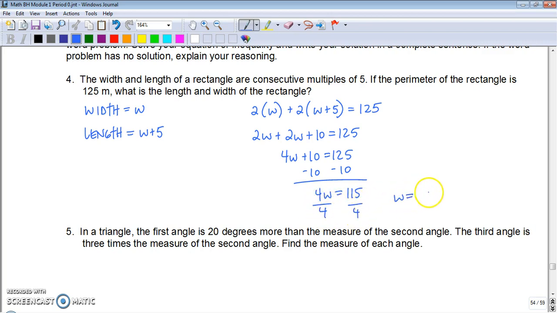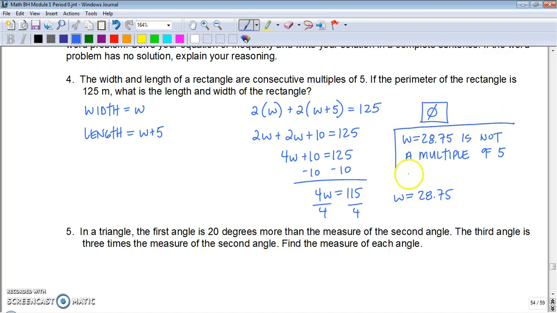I think this comes out to be 28.75. And so at this point we will stop, we'll write no solution, and we'll say that W equals 28.75 is not a multiple of 5. And that's why we're choosing no solution. There would be two side lengths that would work, for all four sides, for the length and the width, and would add up to 125, but they're not going to be multiples of 5.